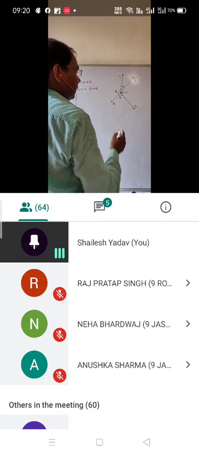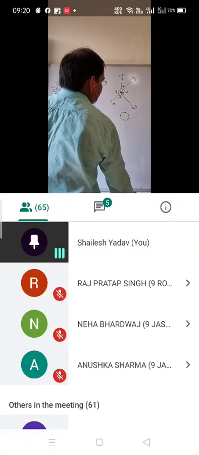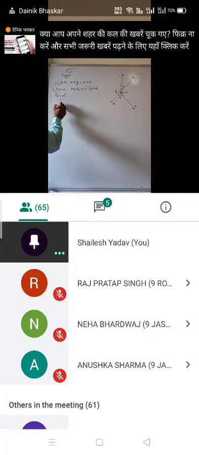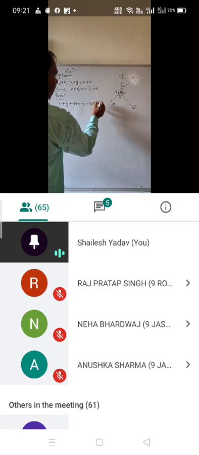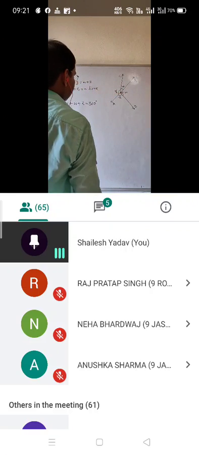That will be 360 degree. Reason is that a complete angle is equal to 360 degree. So here it is going to form a complete angle. So here you are supposed to write x plus y plus w plus z equal to 360 degree. Reason is that at the point O you are going to get a complete angle.